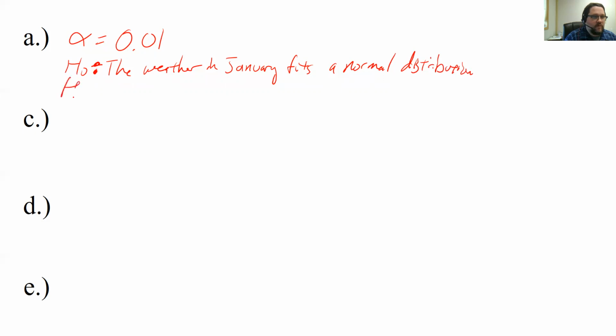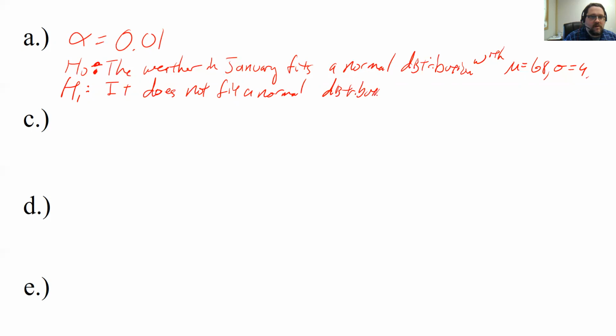And then the alternative would be it does not. Oh, maybe I said normal distribution with mean at, and I gotta move this, a mean at 68 and sigma at 4. And it does not fit a normal distribution with the mean at 68, the sigma at 4.